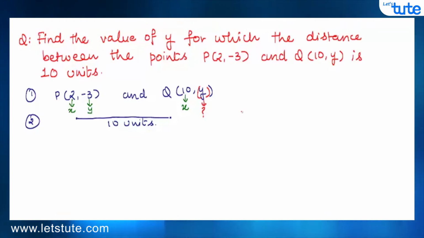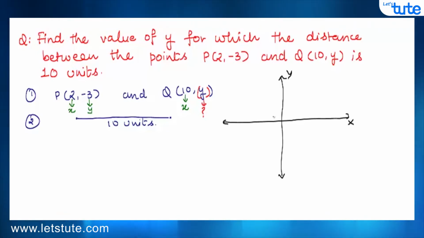So let us understand this situation with the help of a graph. I have tried to draw a rough coordinate axis. Here it is our x-axis, here it is our y-axis. This is our origin. Let's plot some points on the x-axis: 1, 2, 3, and so on up to 10. Similarly, on the negative side of the y-axis, -1, -2, -3, -4 and so on.